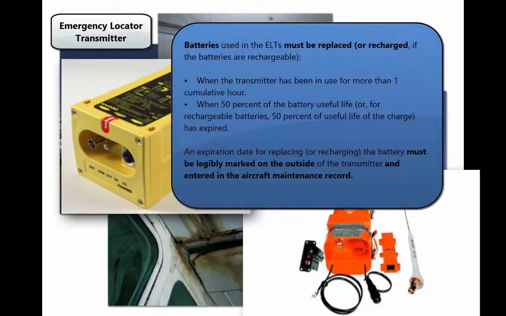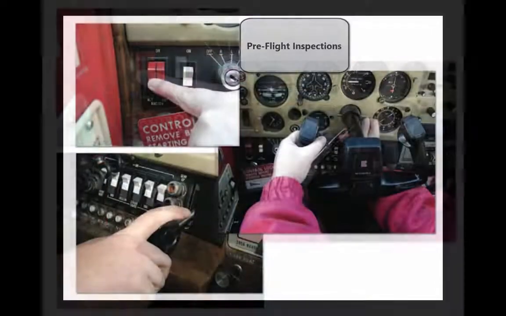Batteries used in the ELTs must be replaced or recharged, if the batteries are rechargeable, when the transmitter has been in use for more than 1 cumulative hour, or when 50% of the battery useful life, or for rechargeable batteries, 50% of useful life of the charge, has expired. An expiration date for replacing or recharging the battery must be legibly marked on the outside of the transmitter and entered in the aircraft maintenance record.